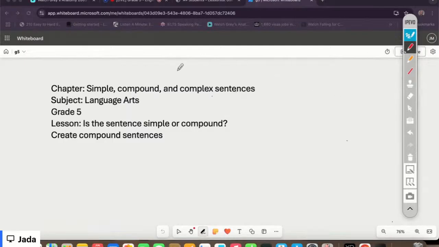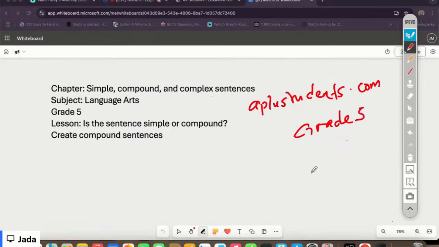Today we will have simple, compound, and complex sentences. First, you have to log in using eplusstudent.com. Click on your name, move on to language at grade 5. So, the lessons will be: is the sentence simple or compound, and create compound sentences.